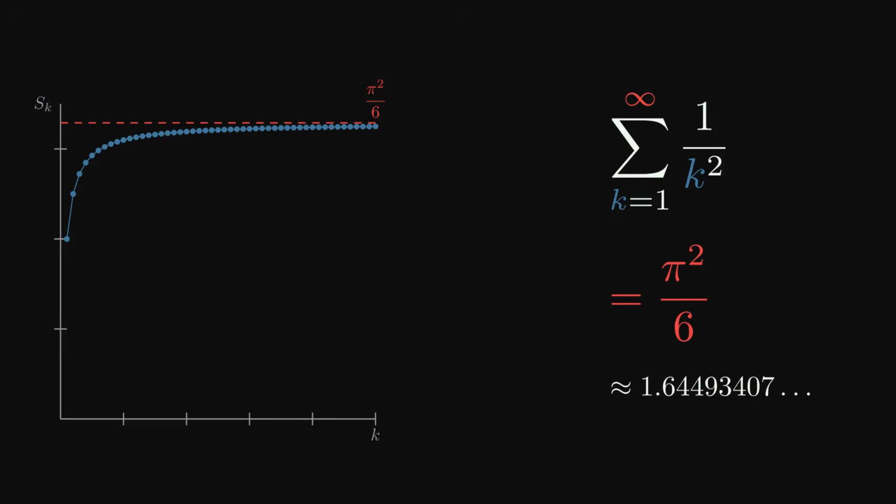Roughly 1.6449, and then more digits after that, none of them repeating, none of them stopping. Stop and feel that for a second. You started with a list of reciprocals of perfect squares. Nothing round, nothing circular, no triangles, no angles. You were just dividing one by the counting numbers after squaring them. And out the other end of an infinite sum falls pi, the constant for circles.